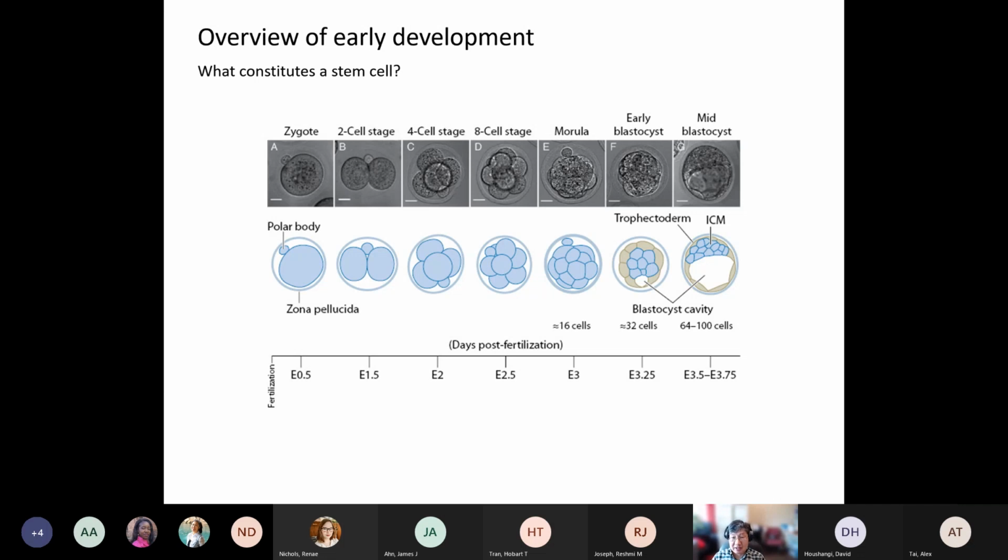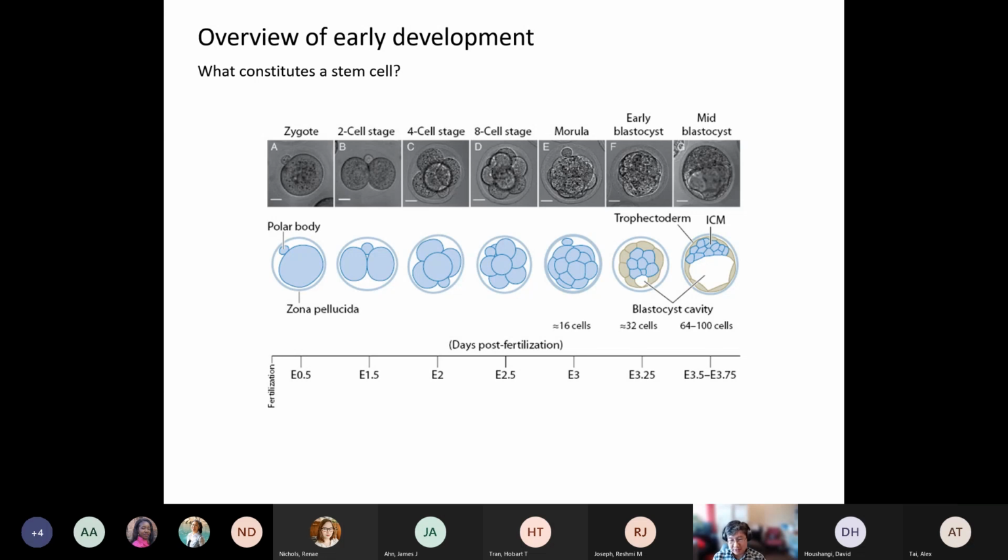If you isolate the inner cell mass, what you get is embryonic stem cell, the gold standard of all pluripotent stem cells. That's how you isolate embryonic stem cell. Another purpose I brought this up is for you to appreciate the weakness of the definition of stem cell. So what really constitutes a stem cell?